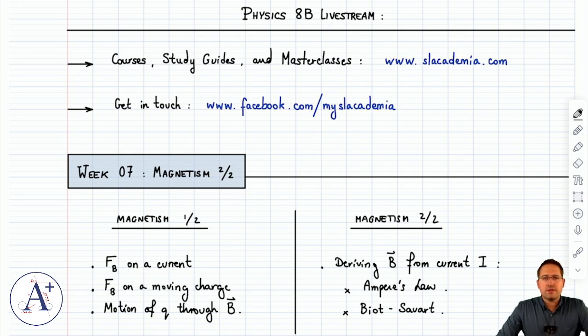All right, hello everyone. This is part 2 of Magnetism, and we're back this week to finish this chapter before we move on to induction next week. We went through the first half last week, and I explained that I did that on purpose so that we could focus on the first half, which is the magnetic force acting on a current or a moving charge.